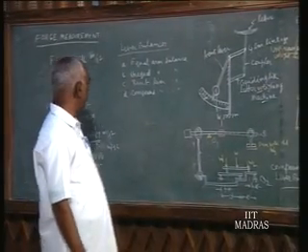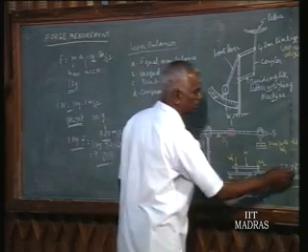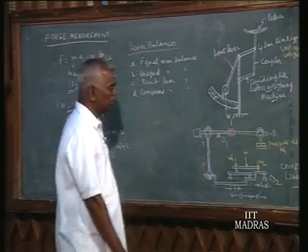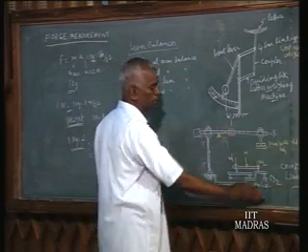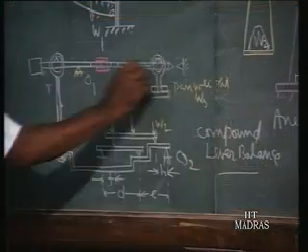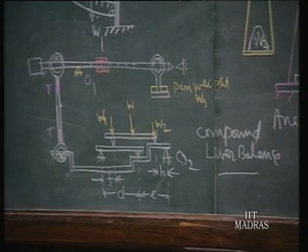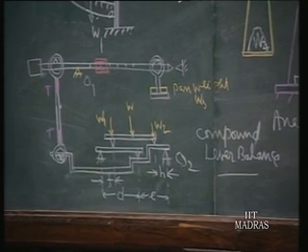And the last type is the compound lever balance. That is what is written here, compound lever balance. One of the designs is shown here in the diagram. It is mainly made up of a long lever, and it is also called a platform scale. The compound lever mechanism is also called a platform scale.